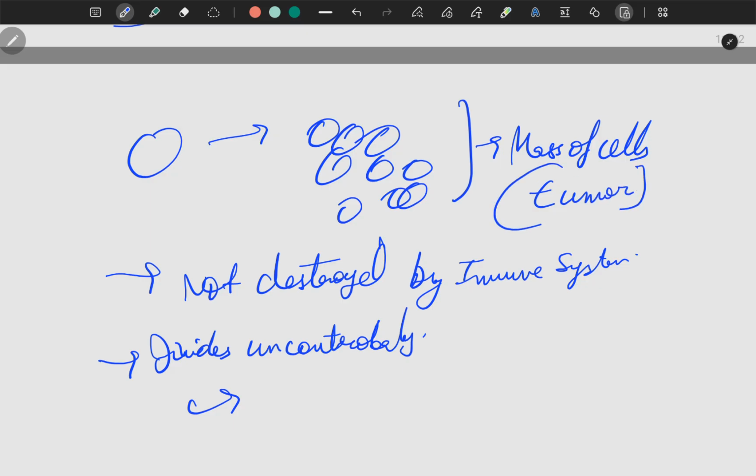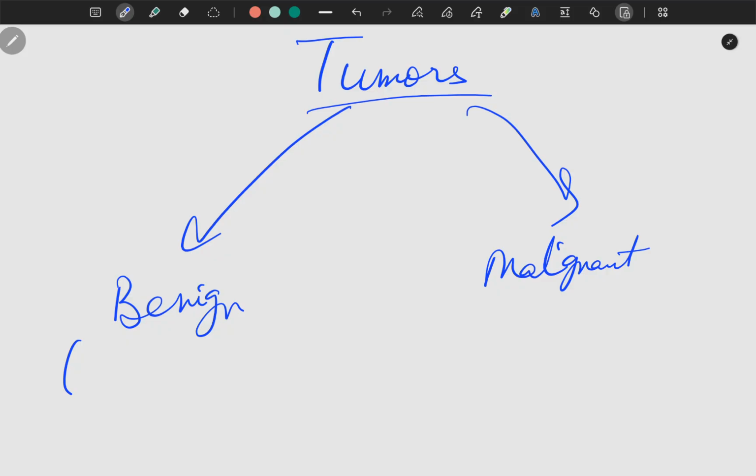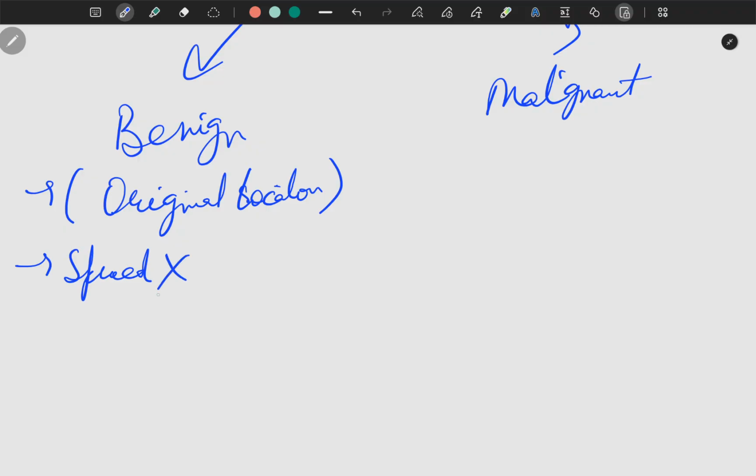There are two types of tumors: benign, and the second one is malignant. The benign type is a tumor which starts at its original location and does not spread. It is not that dangerous and can be removed.